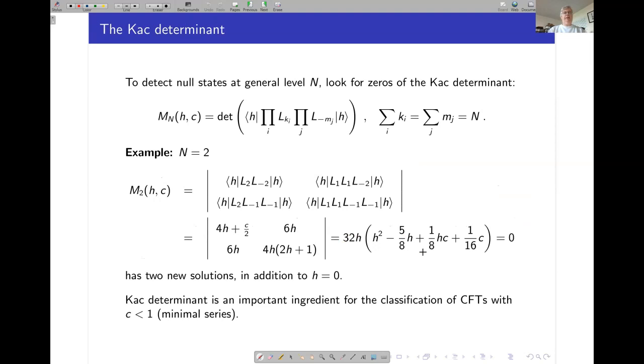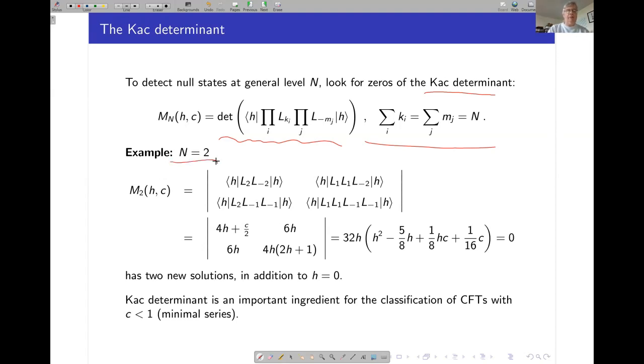Now, slightly less trivial is to look at higher levels, and there's a systematic tool for doing this, which is called the Kac determinant. The Kac determinant is formed in the following way. We take all level n descendants of our primary, and then we take the matrix of all possible scalar products and the determinant thereof. This is the level n Kac determinant for the Verma module created by a primary with conformal weight h in a theory with central charge c. And null states will then just correspond to the zeros of this determinant. So you have to compute this determinant and explicitly identify zeros.